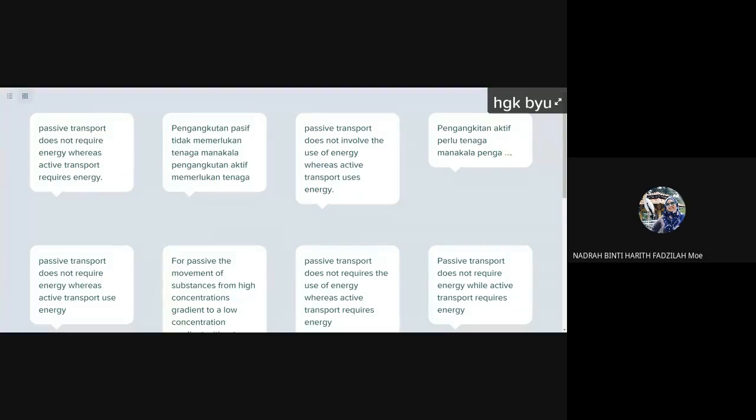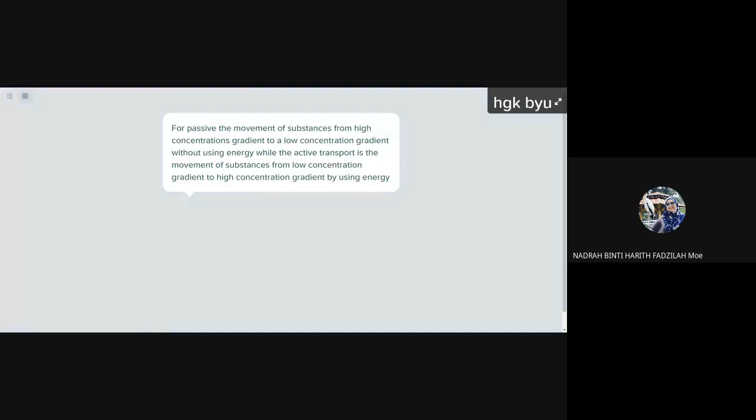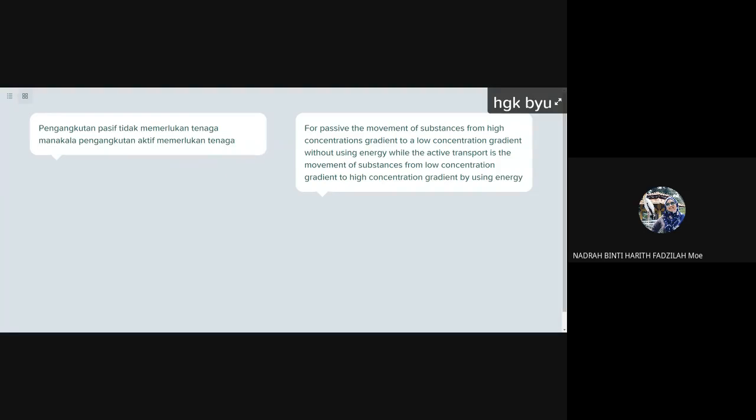Okay, Renusha's idea is in terms of concentration gradient. Good. Okay, now we have two differences. The first one is the use of energy. The second one is movement from high concentration area to low concentration area, while active transport is from low concentration area to high concentration area.